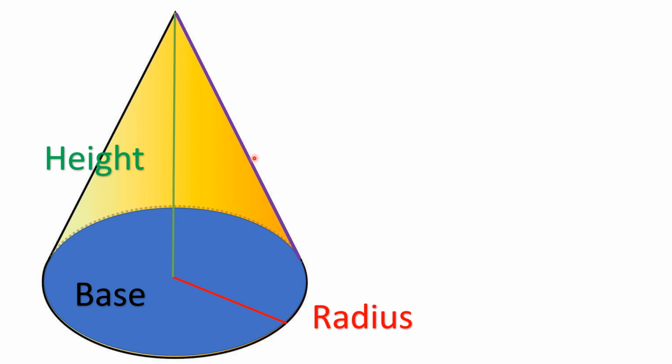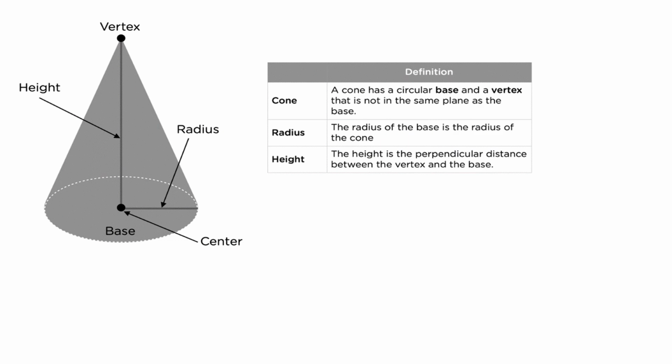Next is the slant height of our cone. And there's one more, this one. I just haven't labeled it. So, this is the vertex. Let me repeat: this is our base, this is our radius, this is our height, this is our slant height, and this is our vertex.